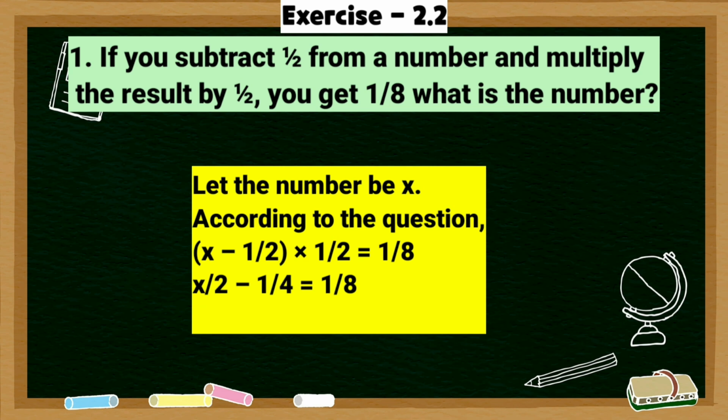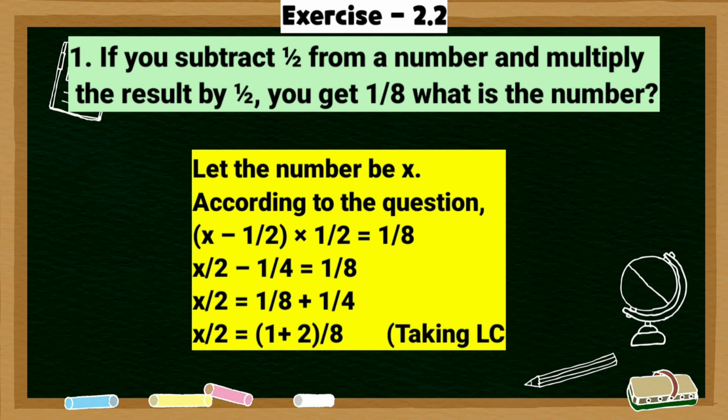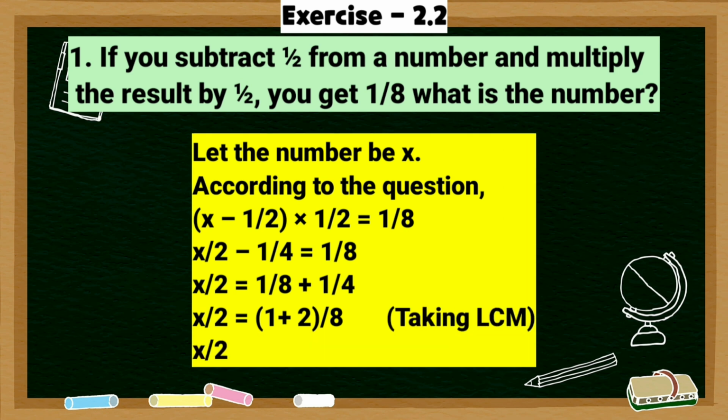Now, we will take minus 1 by 4 to the right hand side. It will become plus 1 by 4. So the equation becomes x upon 2 is equal to 1 upon 8 plus 1 upon 4. Now, we will solve this by taking the LCM, that you can do yourself. x by 2 is equal to (1 plus 2) upon 8. Now, this becomes x by 2 is equal to 3 by 8.